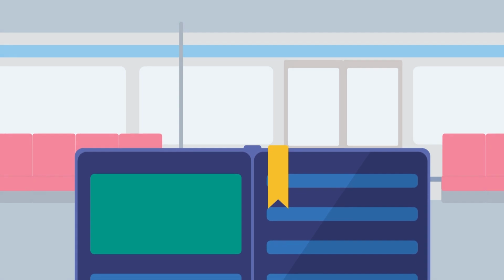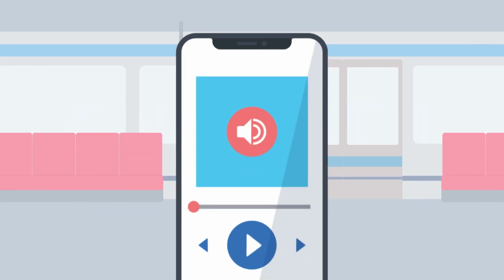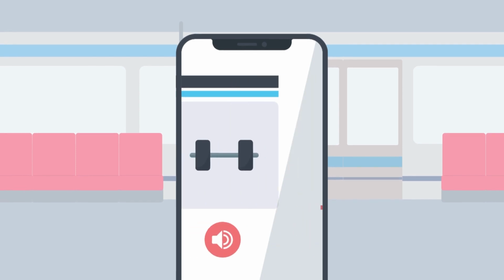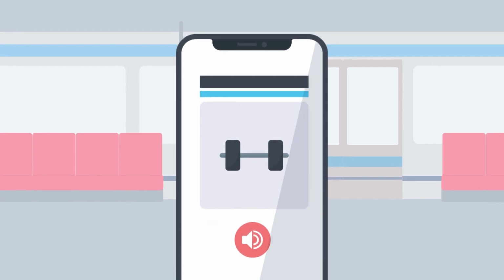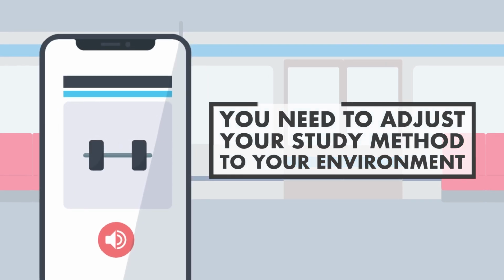For example, if you ride a train, you might stand up for a long time. It might be difficult to focus on a book. In a case like this, you can use the Innovative Language 101 app to study. Listen to the audio lessons, or do the word of the day by email. There are ways that you can learn in just about any situation. The point is, you need to adjust your study method to your environment.